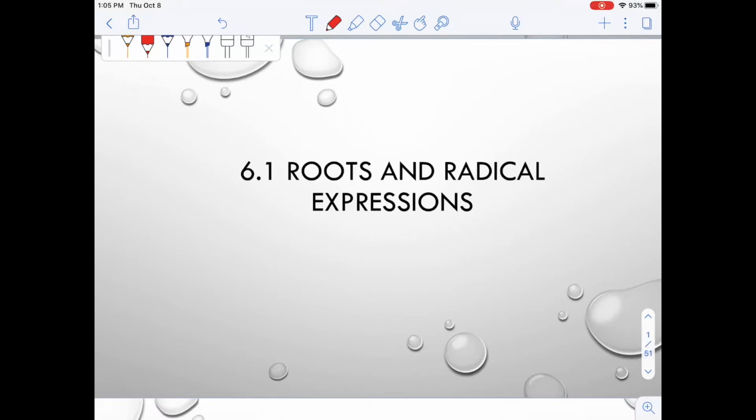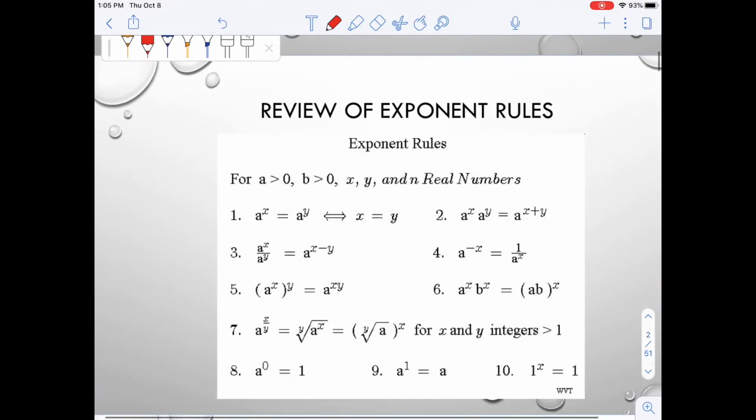So our next topic is going to be 6.1 and 6.2. We're going to look at roots and radical expressions, and then we're also going to look at multiplying and dividing radical expressions in 6.2. So before we get into it, just a quick review of some of our exponent rules.